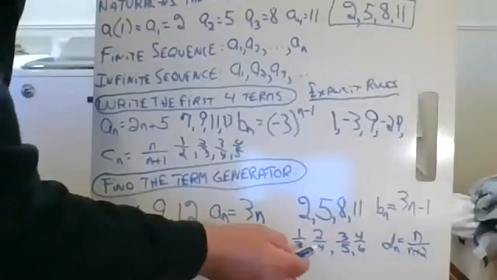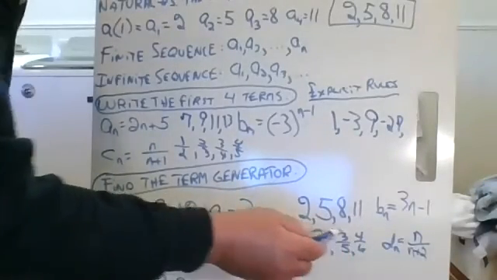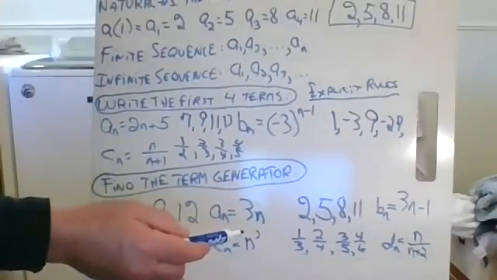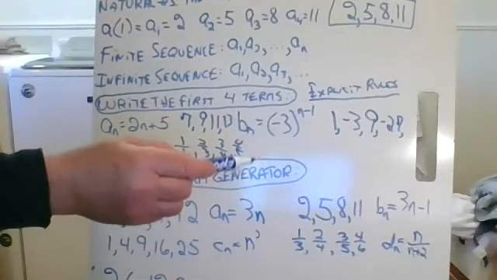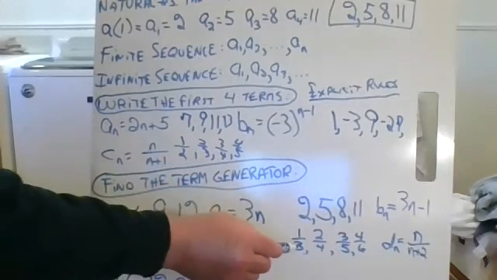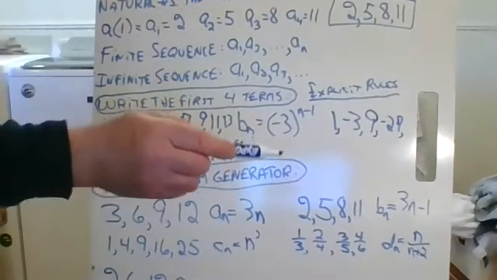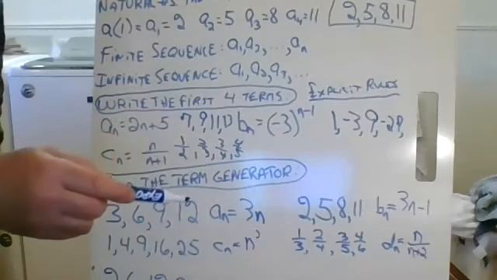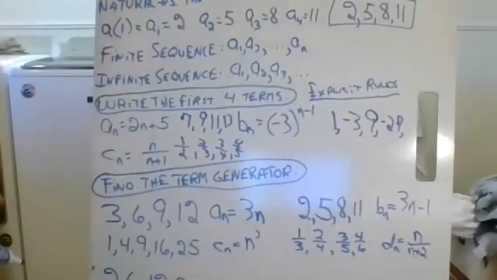So again, if you were just looking at these fractions, that would be hard to figure out. But if you know to look at the numerator and denominator separately, and you're looking for that connection, now you can figure it out. It's n over n plus 2.